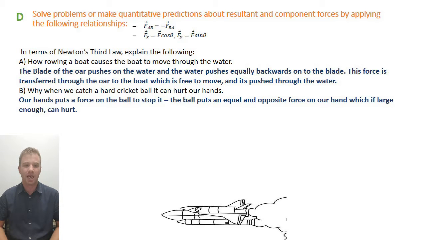Now B, our hands put a force to stop the cricket ball. So the ball we're catching puts an equal and opposite force on our hands, which, if it's large enough, can hurt. Let's look at our next question here.